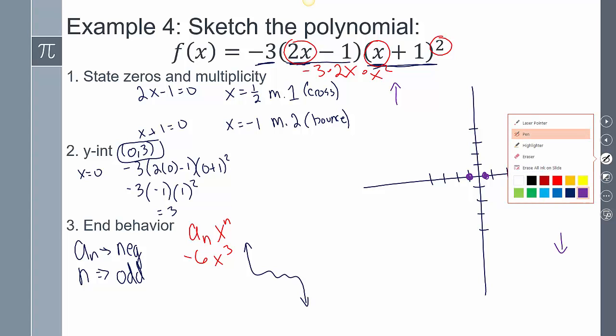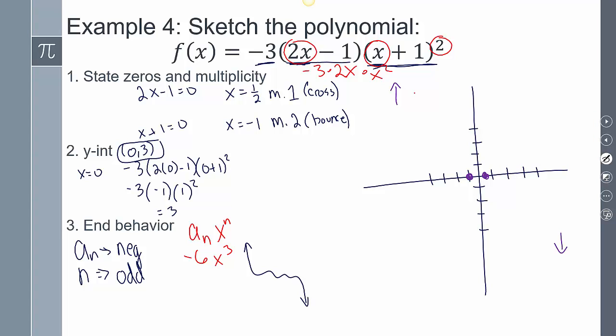Now drawing these, my graph is going to start from the end behavior, so it's going to come down from the end behavior. Now it's going to get to this -1. At the -1, we said the multiplicity is 2, so that means it's going to bounce at the 0. So it's going to bounce, and it's going to go up to the y-intercept. Drawing this again, just to make it a little bit neater: it's going to come down, it's going to bounce, it's going to go up to the y-intercept, and then it wants to go to the next 0, at 1/2, where it's going to cross. So it's going to cross, and it's going to go down forever there.